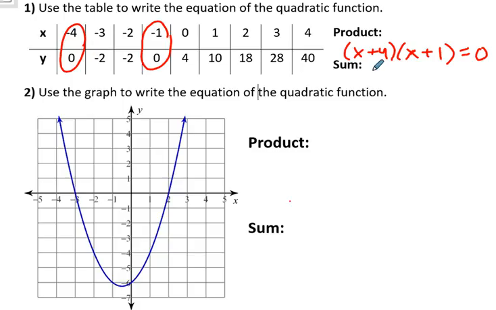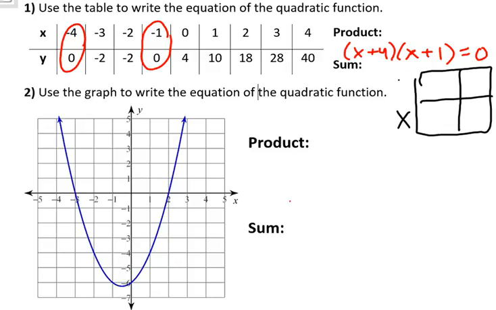Now, in order to find the sum, we actually need to calculate the sum. So we can use a generic rectangle to help us calculate the sum. So we have x plus 4 and x plus 1. X times x is x squared. X times 4 is 4x. X times 1 is x. And 4 times 1 is 4.